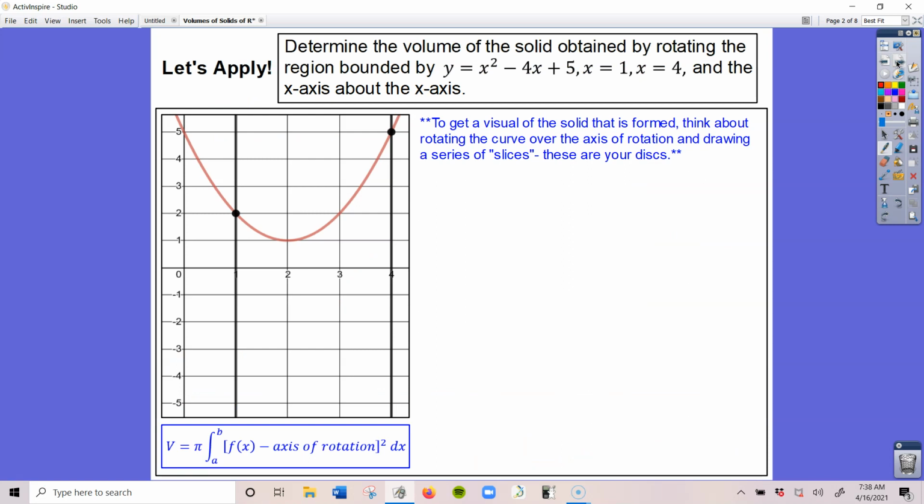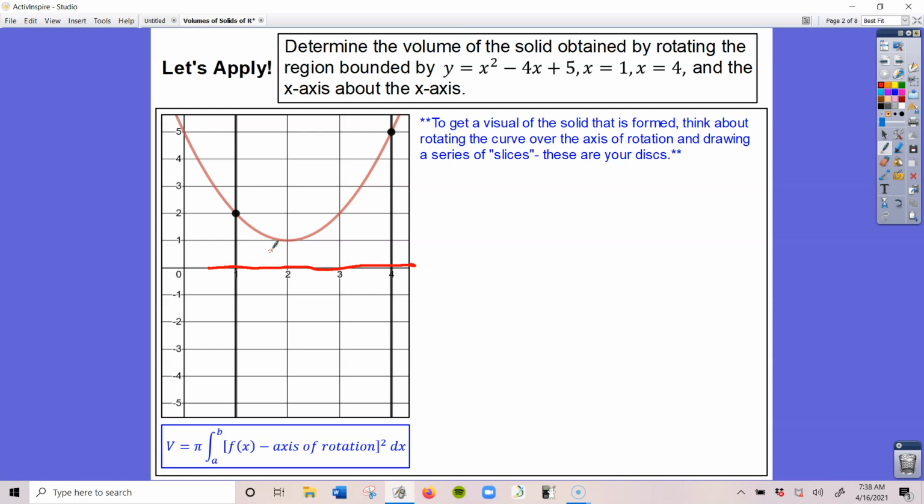So let's actually focus here on this particular function. We have that y is equal to x squared minus 4x plus 5. And we want to determine the volume if it's bounded by x equal to 1, x equal to 4, and the x-axis. And it is rotated about the x-axis. So here, this is the axis of rotation.